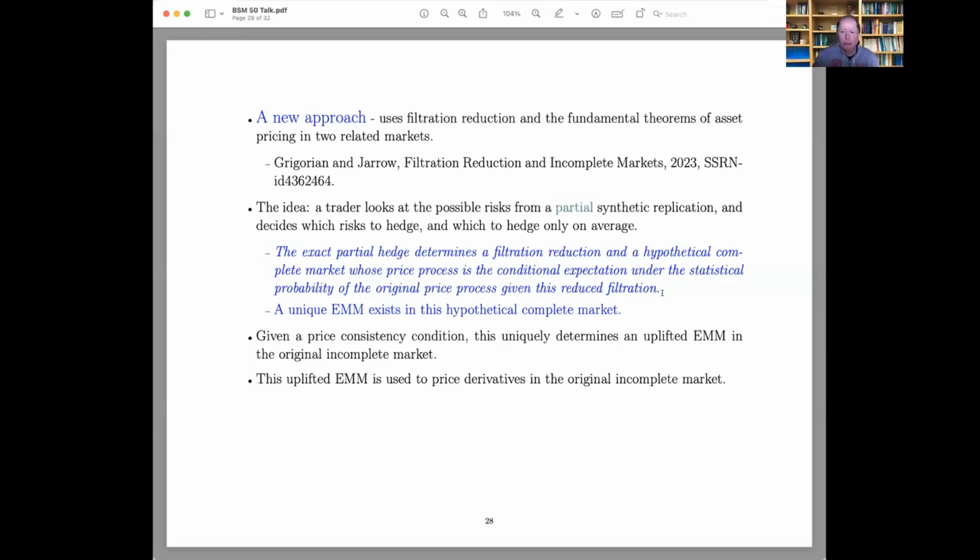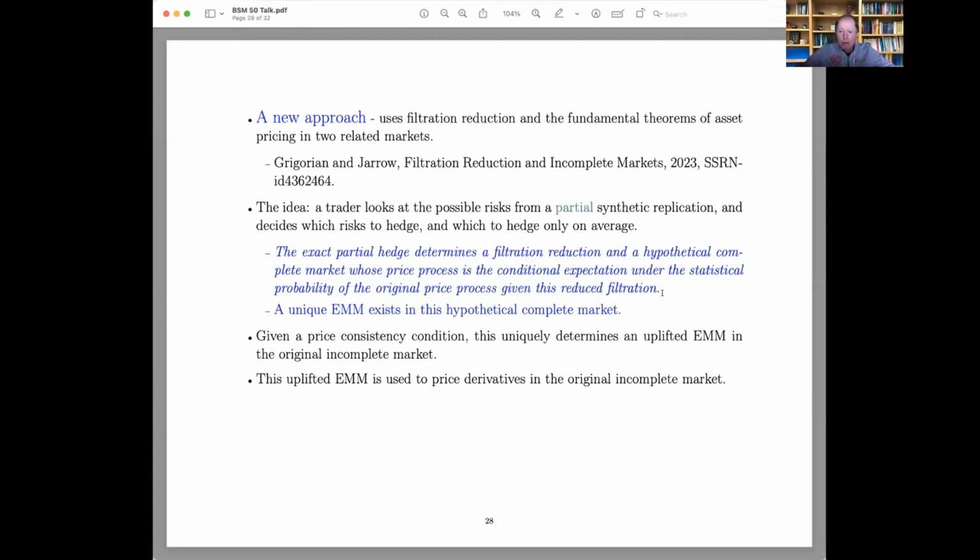A trader is looking at pricing a derivative, and they're thinking about synthetic replication, and they realize they can't exactly replicate the payoff. And they look at what payoffs they can replicate, and they decide this partial replication is the one that's important to me. So I'm going to hedge those risks exactly, and the remaining risks I'm only going to hedge on average. All right. Now, that partial synthetic replication determines an information set. A filtration reduction is what we call it. And a hypothetical complete market whose price processes are the conditional expectation under the statistical probability of the original price process, but given that filtration reduction.